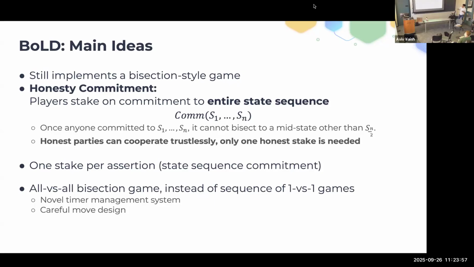So the main ideas: BoLD still implements a bisection style game like before, but I guess the most important difference is what I call honesty commitment. Instead of committing to single states, the commitment is to the entire state sequence. I'm going to go into this later in more detail, but I hope you can imagine already that once anyone committed to the sequence S1, S2 until Sn, the mechanics will be such that you cannot bisect to a different state than the true Sn over 2, because the move will verify that something is wrong with the commitment scheme.